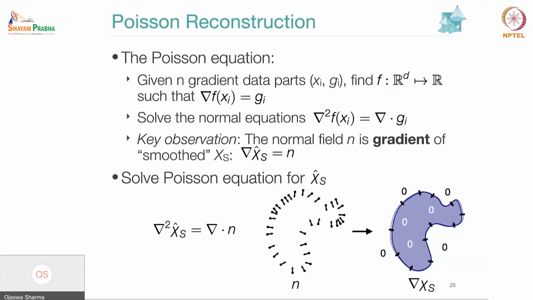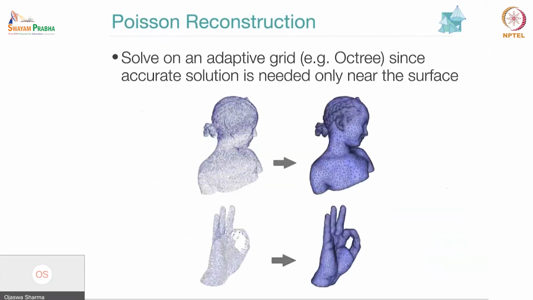Right? There are certain implementation details which I have skipped here. There's a very well-known paper by Kazhdan et al. It was maybe published in the 90s, but that gives all the necessary details. Essentially, you solve this Poisson equation on an adaptive grid in 3D, for example, an octree-like grid, and you compute an accurate solution only along the boundary.